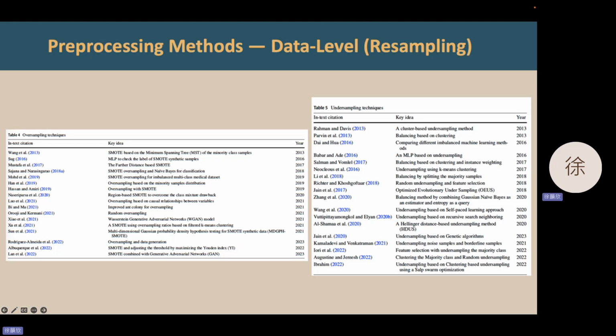And in Table 5, you can see that this table lists some undersampling methods proposed in the research. You can see that some methods decide which majority class samples to remove based on data clustering. For example, the methods by Raymond and Davis and Parvin in 2013, they believe that this can avoid random removal and instead strategically retain more representative majority class samples.